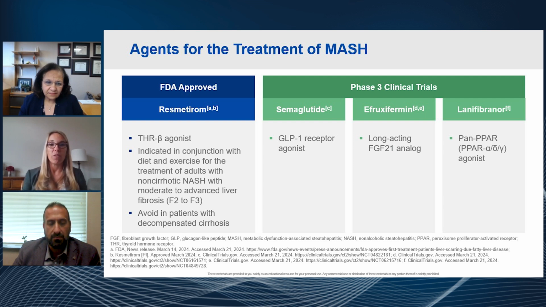But before we move on, other agents in clinical trials that we're going to review today include semaglutide, a glucagon-like peptide-1 receptor agonist, efruxifermin, a long-acting fibroblast growth factor 21 analog, and lanifibranor, a pan-PPAR agonist. So I'm going to hand it over in the next slide for Dr. Alkhouri to take us through the efficacy and safety of resmetirom.